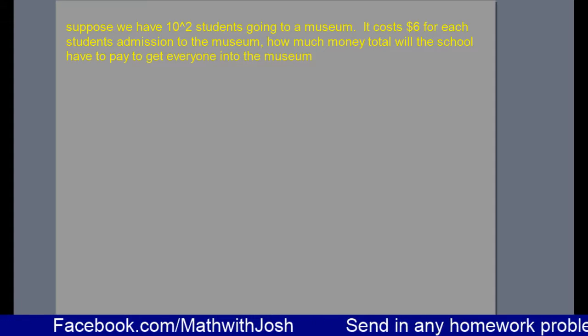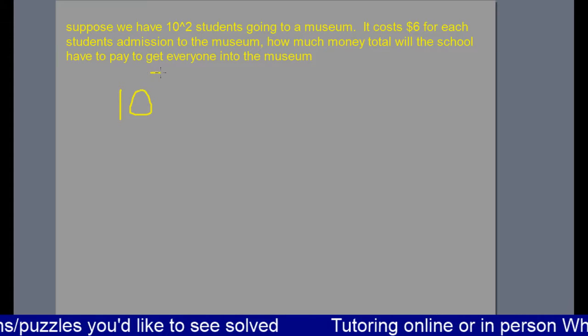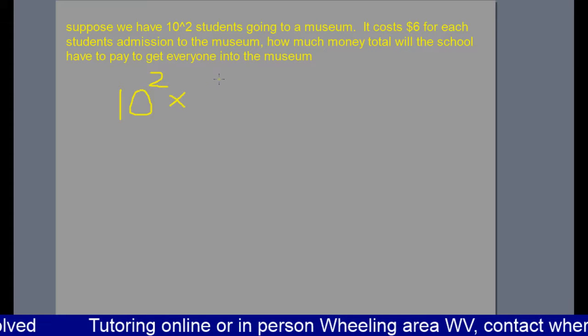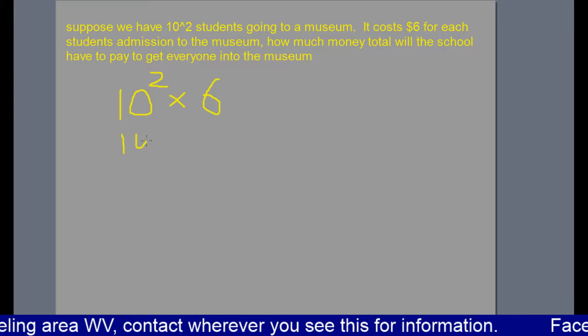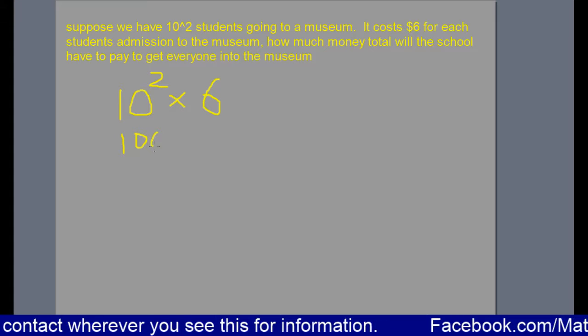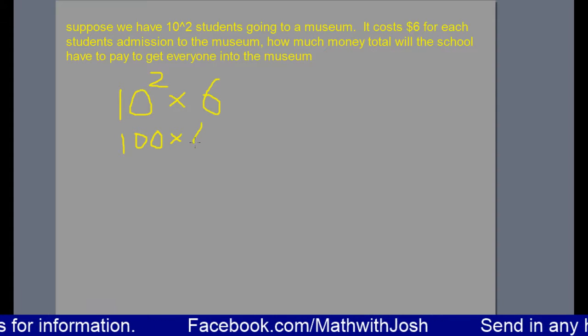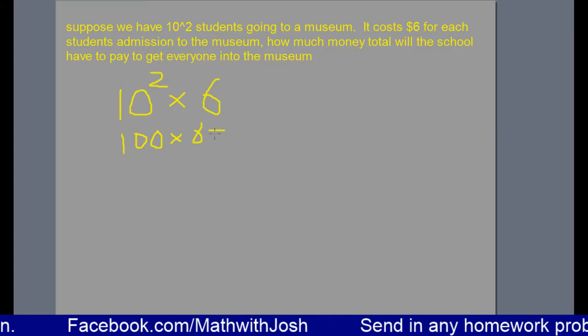Now, very quickly, the answer here is of course going to be that we have 10 to the second people times $6. And that's equivalent to, of course, 100 times 6, and 100 times 6 equals 600.